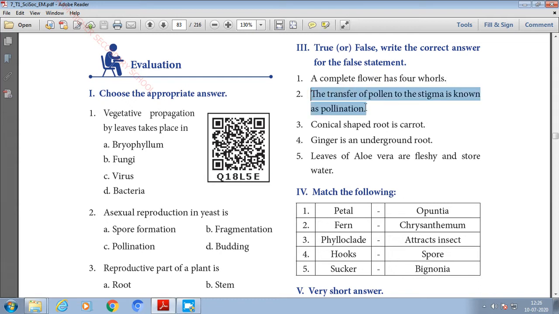Second one, the transfer of pollen to the stigma is known as pollination. We have already learned the definition for pollination. The transfer of pollen grains from anther to stigma is called pollination. So this statement is also true.